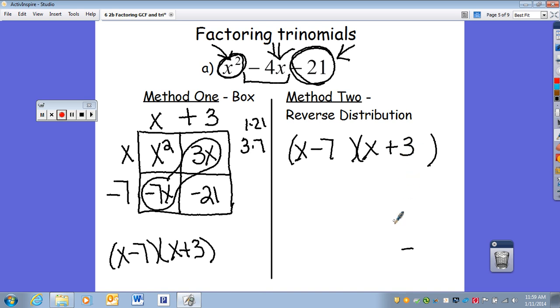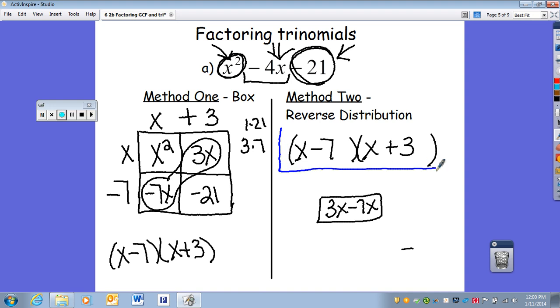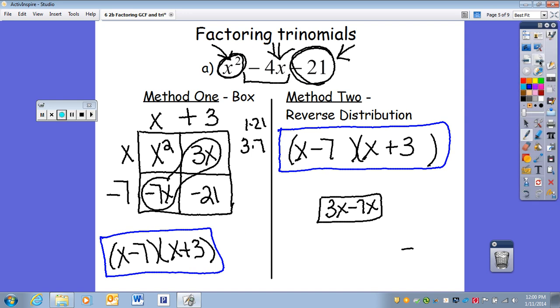And we do need to make sure to check our answers that we have the correct factors. So x times x is x squared. X times 3 is 3x. Negative 7 times x is negative 7x. These two, when added together, give us negative 4x, and negative 7 times 3 is negative 21. So this will be my two factors for my polynomial. And you can see, regardless of whether we use the box method or the reverse distributive method, we'll get the same answer. Let's try another example.